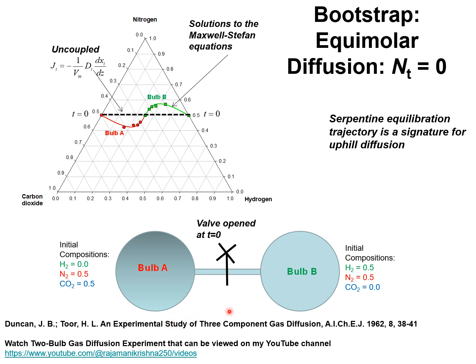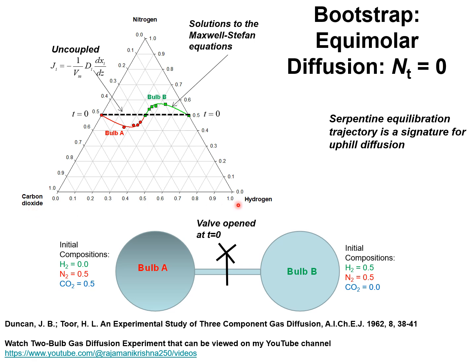Consider the 2-bulb diffusion experiments reported by Duncan and Toor in 1962. Bulb A is filled with a mixture of nitrogen and CO2, 50-50. Bulb B is filled initially with a mixture of hydrogen and nitrogen in proportion 50-50. And the connecting tube between the 2 bulbs is initially closed, and the valve is opened at time t is 0. The 2 bulbs are now allowed to interdiffuse, and the compositions in bulb A and bulb B are monitored as a function of time.